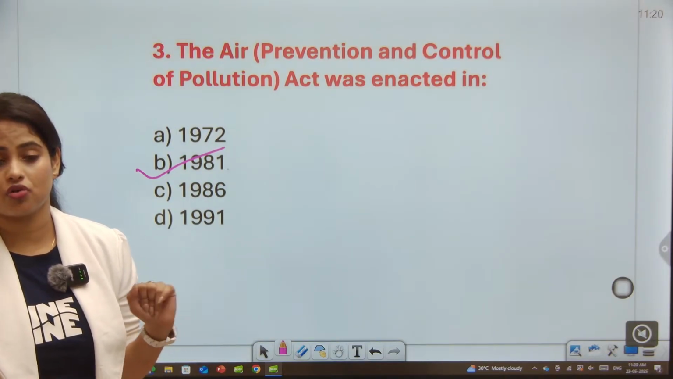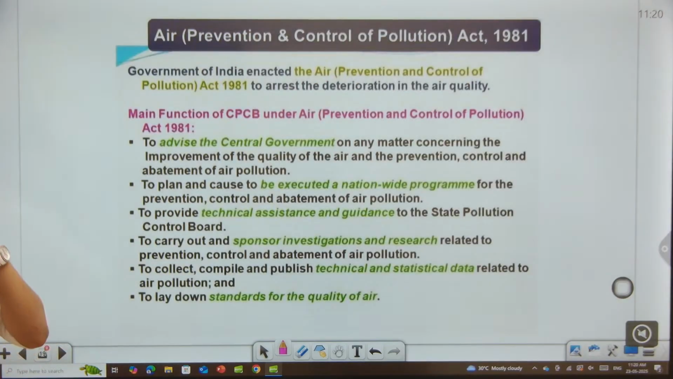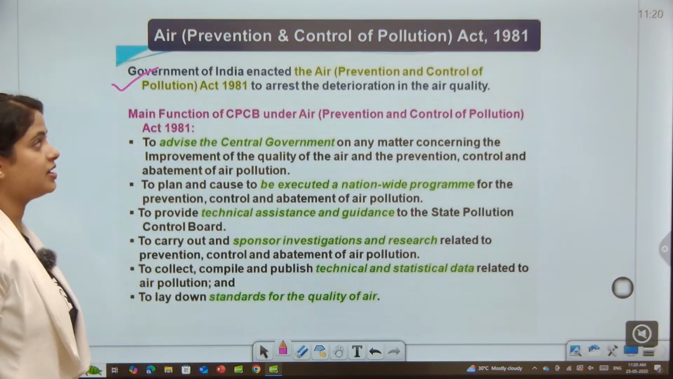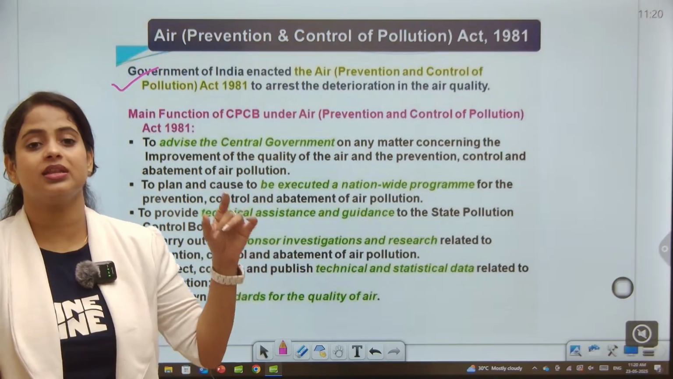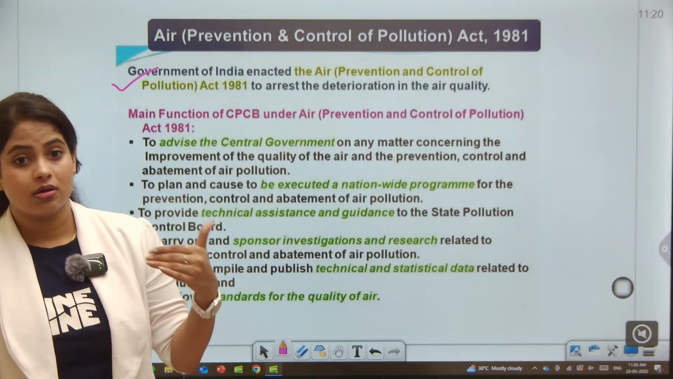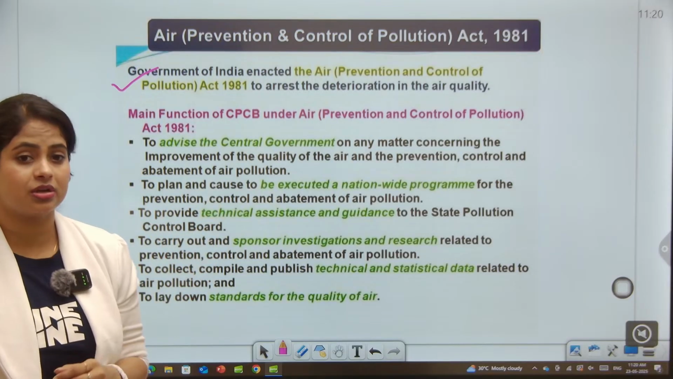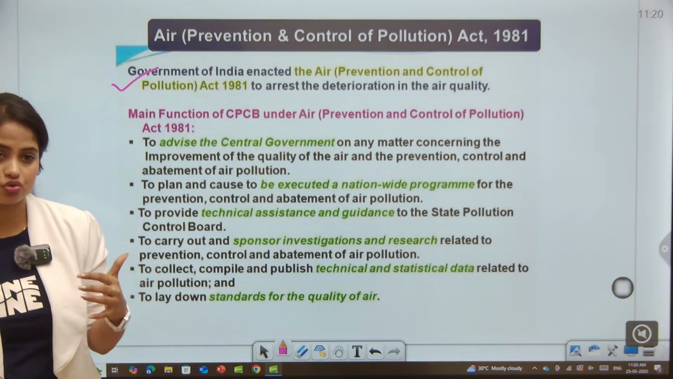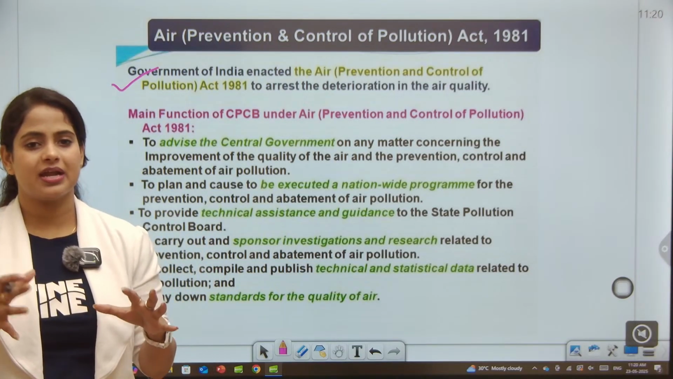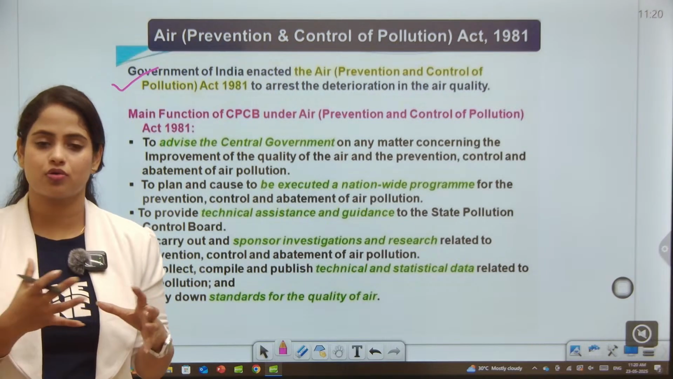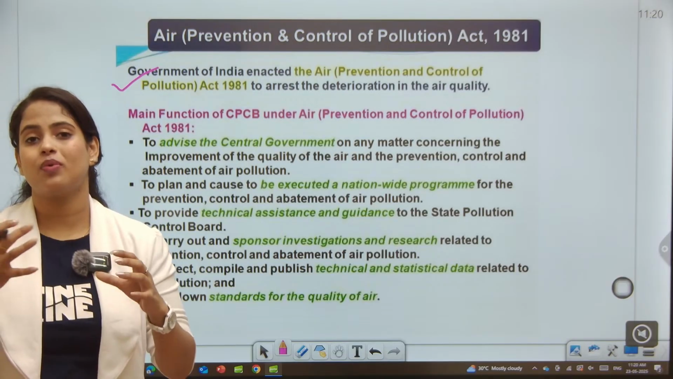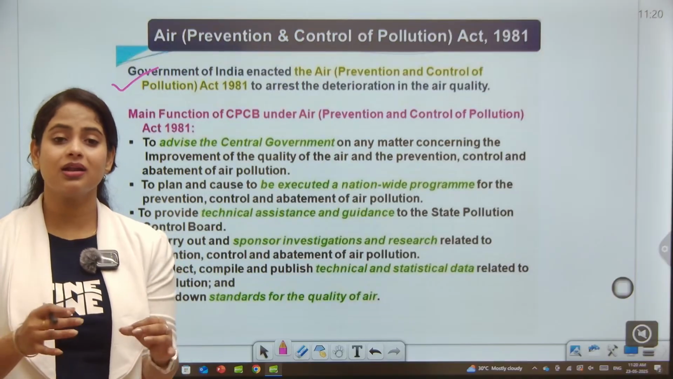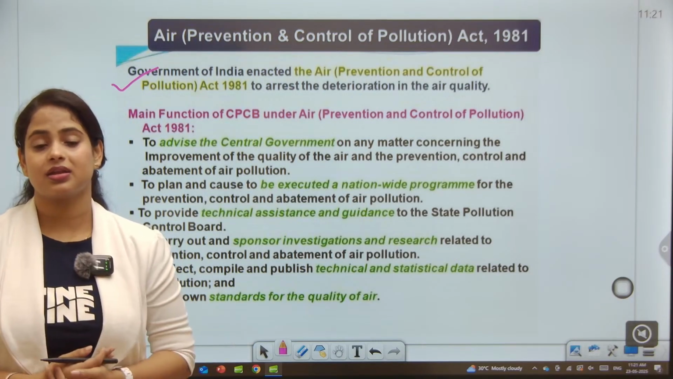That is the Prevention and Control of Pollution. About the Air Act: the Government of India enacted the Air Act 1981 to arrest the deterioration in air quality. The air passing from industrial factories and industries, with different varieties of air flow and different types mixed in, contains hazardous elements, and to control that we have the Air Act 1981.